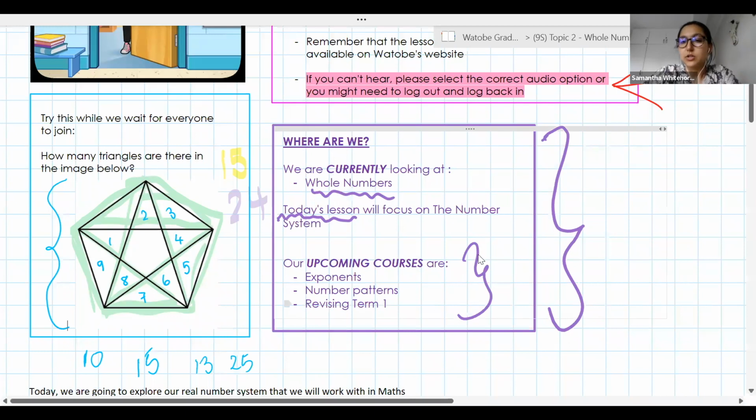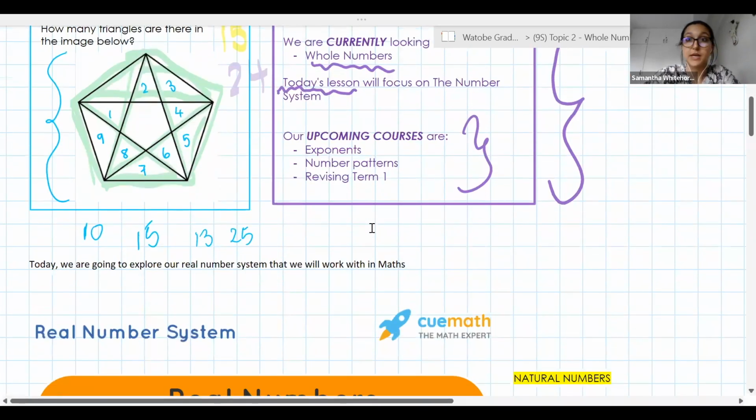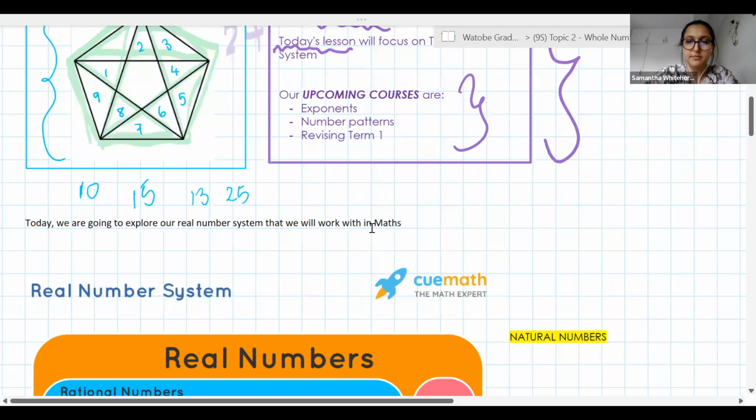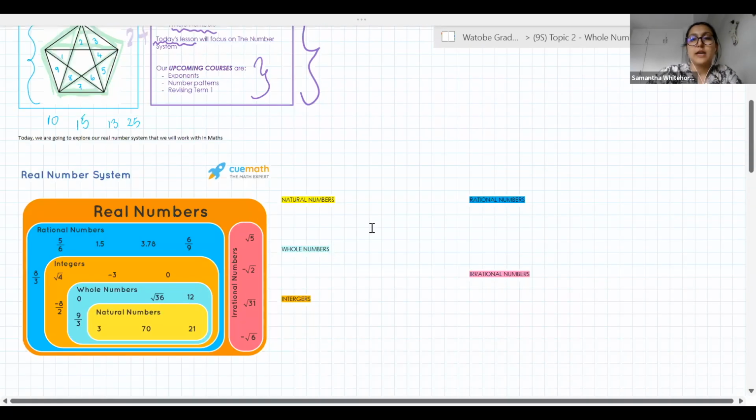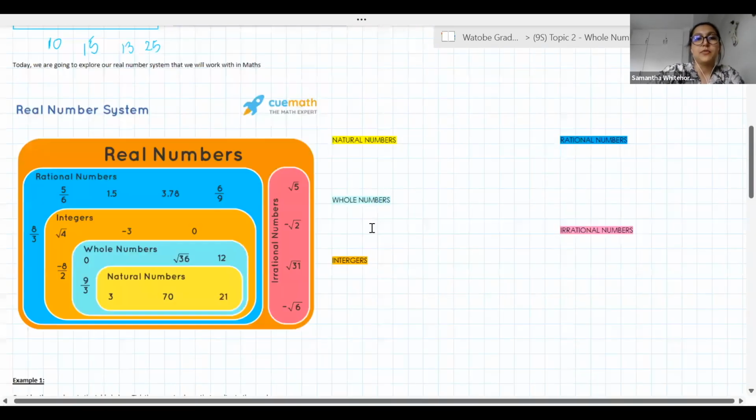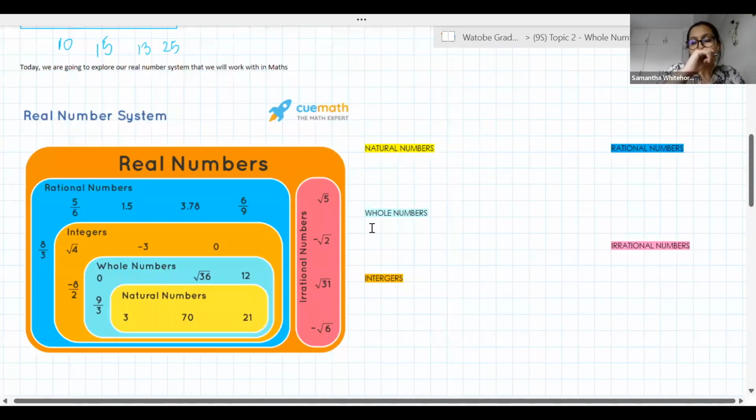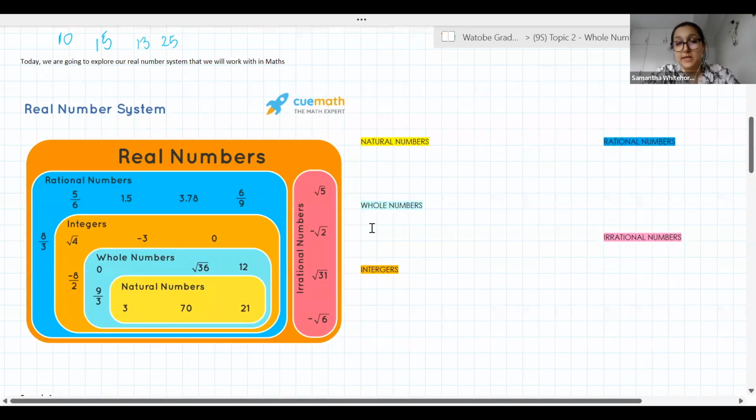Okay, but let us get into the crux of today's lesson, which is looking at numbers. And today specifically, we're going to look at the number system. I got there in the end. Okay, so a little bit about the number system before we get into it. The number system is basically all of the numbers that we work with.